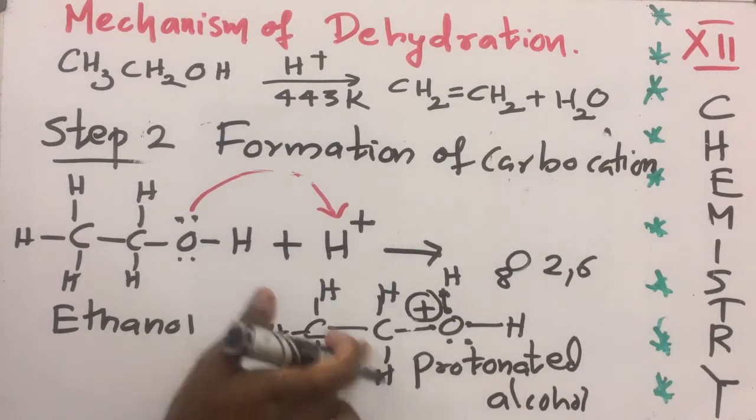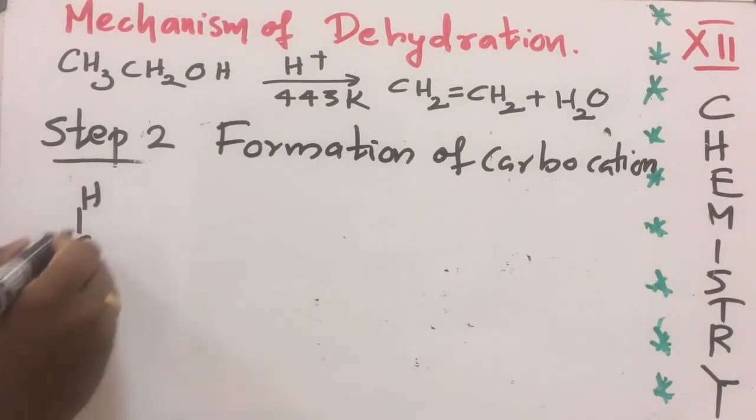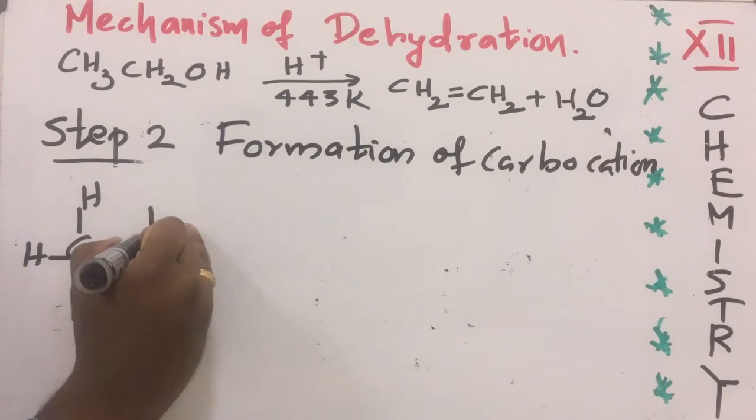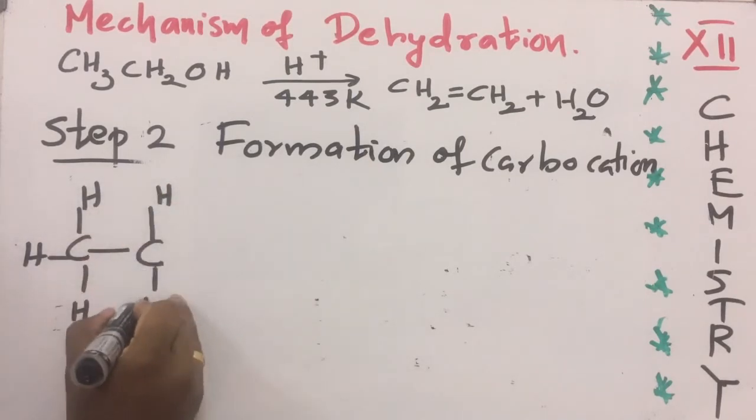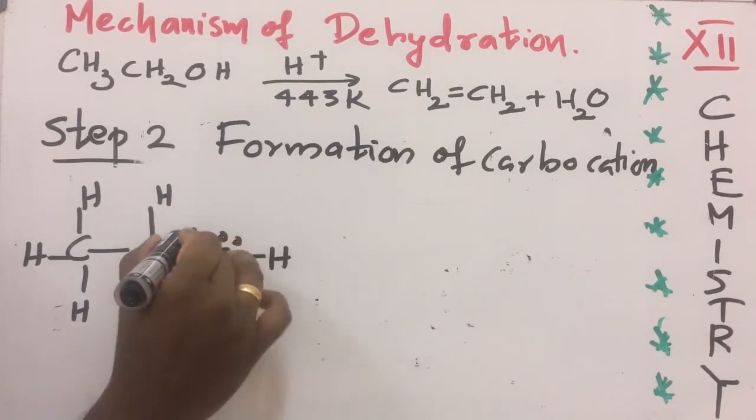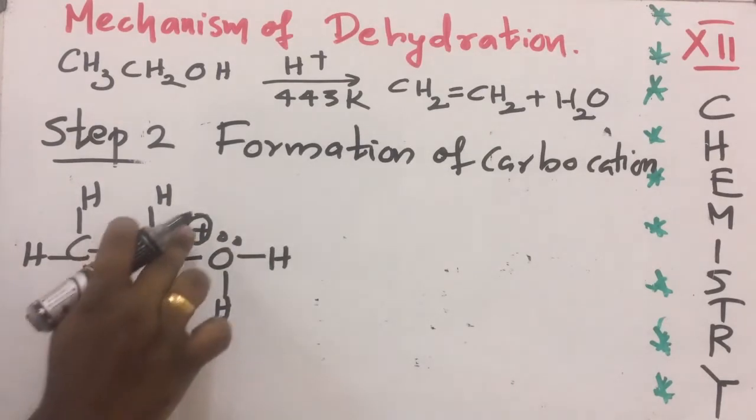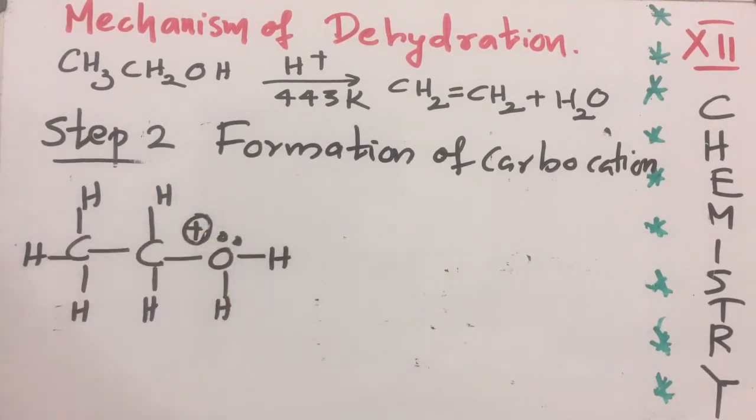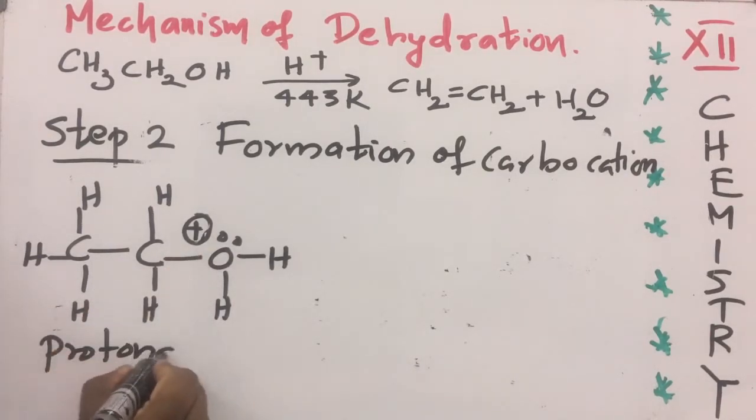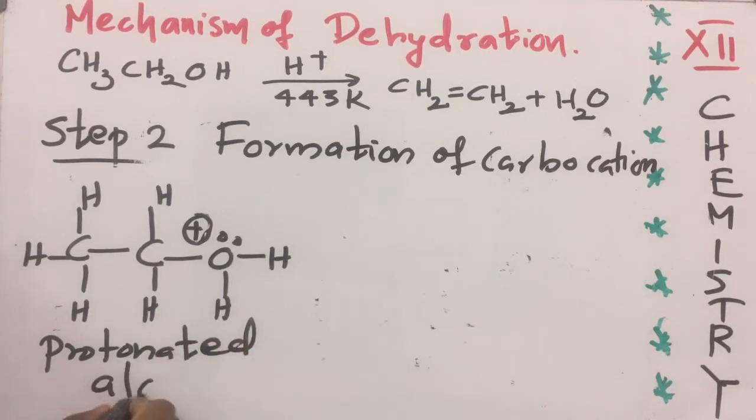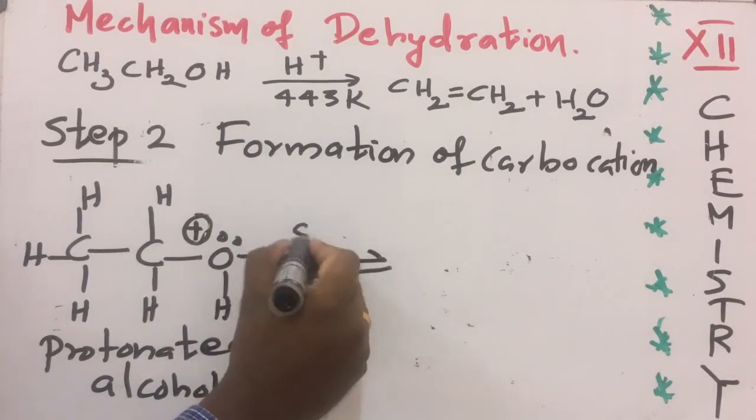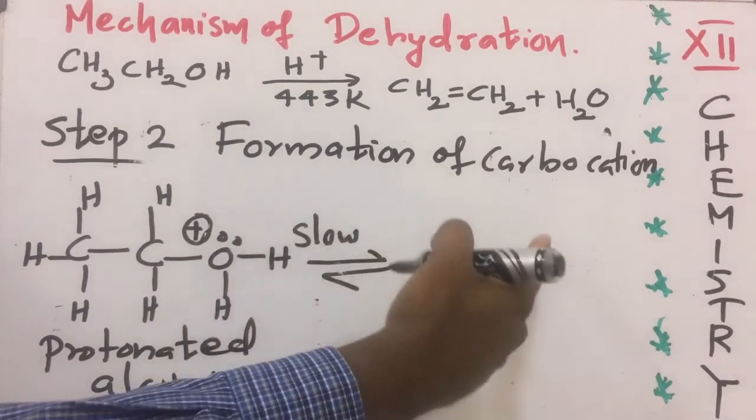So draw the protonated alcohol first in step 2. Step 2 starts from protonated alcohol. Where was the protonated alcohol formed? In step 1. Protonated alcohol, lone pair, here one positive charge. This is protonated alcohol, and it slowly rearranges to form carbocation.